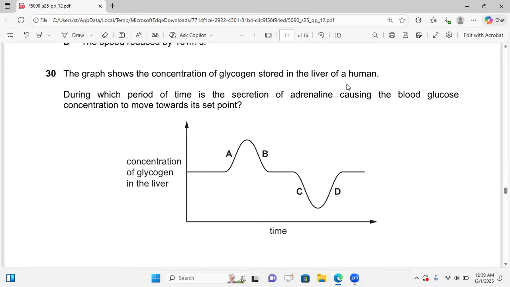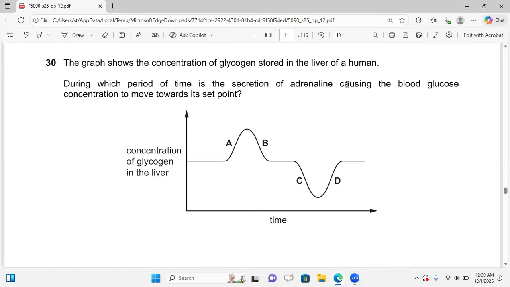The diagram shows the concentration of glycogen stored in the liver of a human. During which period of time does secretion of adrenaline cause the blood glucose concentration to move towards its set point? The concentration of glycogen is being reduced with the help of the secretion of adrenaline. So section B is the answer.